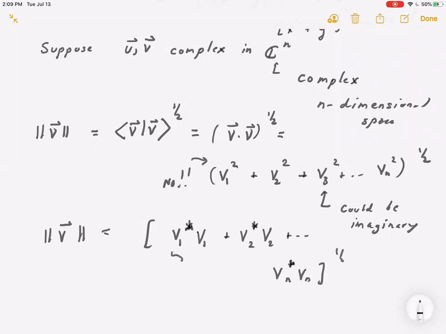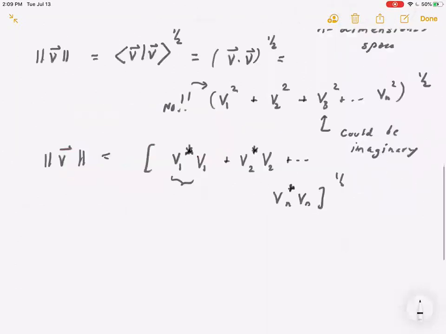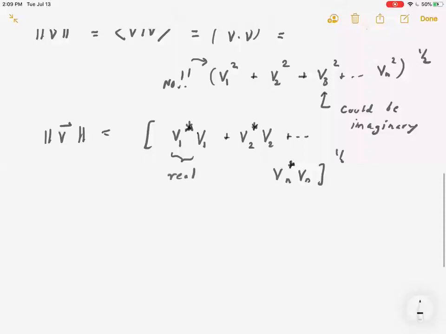And again, the rule is, as we've seen here, this guy is real, so the sum of these is real. So therefore, this whole thing will be real. That's good. That's what we want.